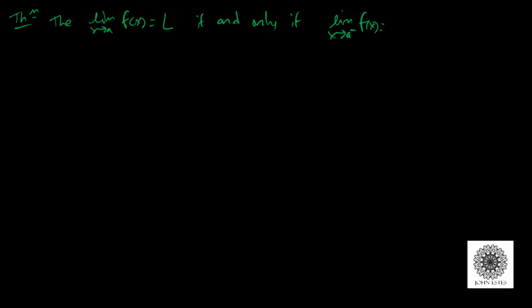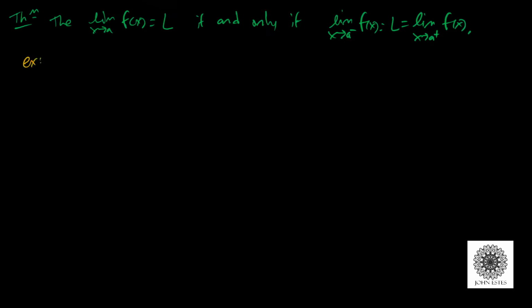Now that we've shown the definitions of the left and right-hand limits, and we see that they are related to the limit, actually it's a little bit deeper than that. We can actually make a theorem here that says the limit as x approaches a of f of x equals L if and only if the limit as x approaches a from the left is L and the limit as x approaches a from the right is L as well. So the only way the limit is going to exist is if the left and right limits equal each other.